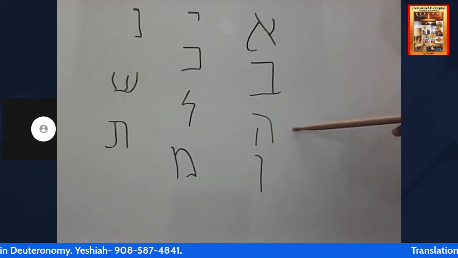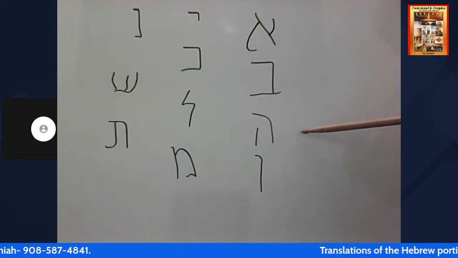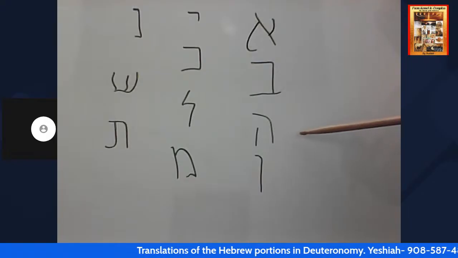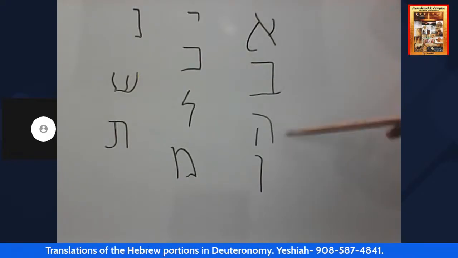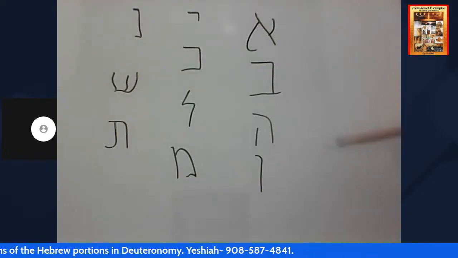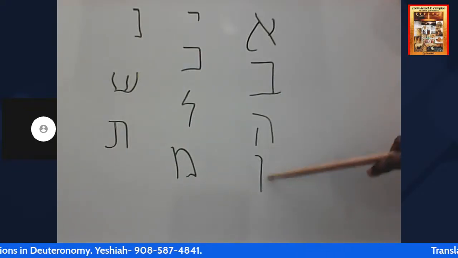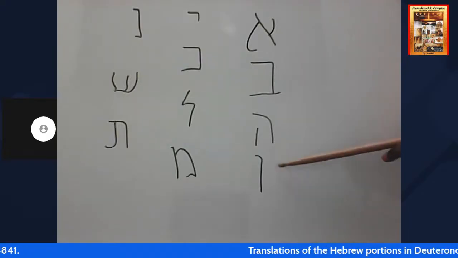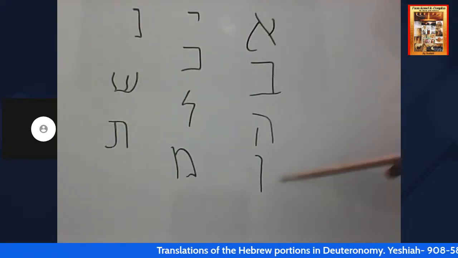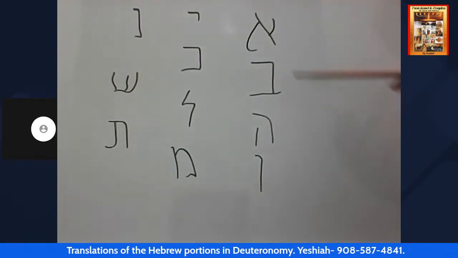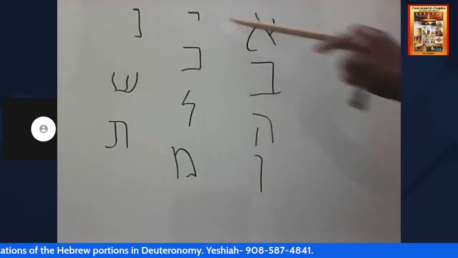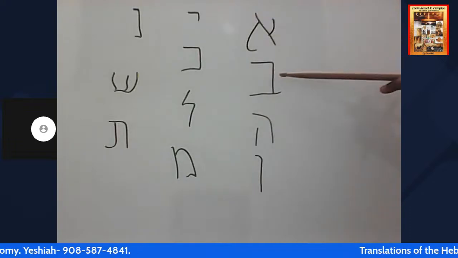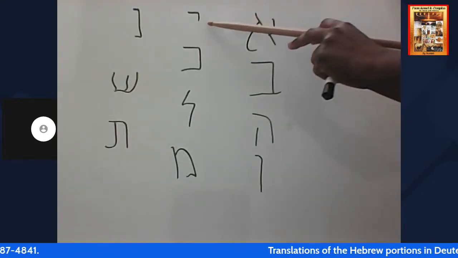This serves as a prefix with nouns, a prefix with verbs, a suffix with nouns, and a suffix with verbs. So we just want to point that out. Next we have here the letter Waw. This serves as a prefix with verbs and a prefix with nouns. Here we have the letter Yod. This serves as a prefix with verbs and a suffix with nouns.